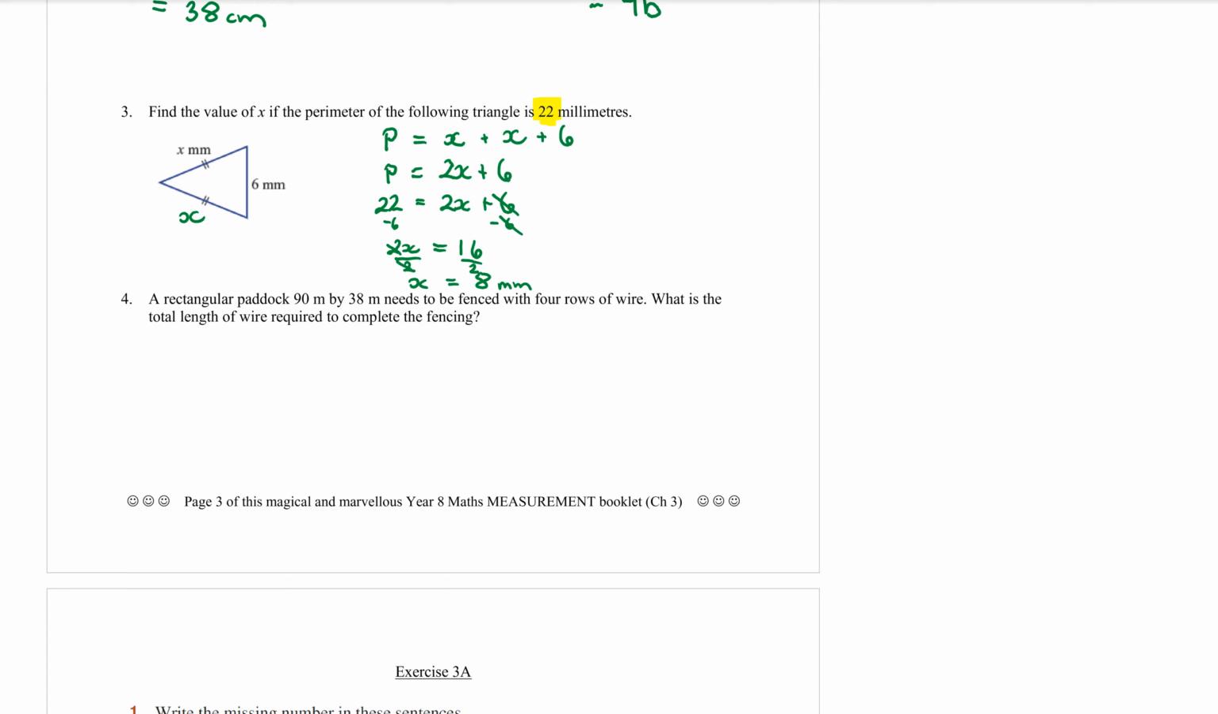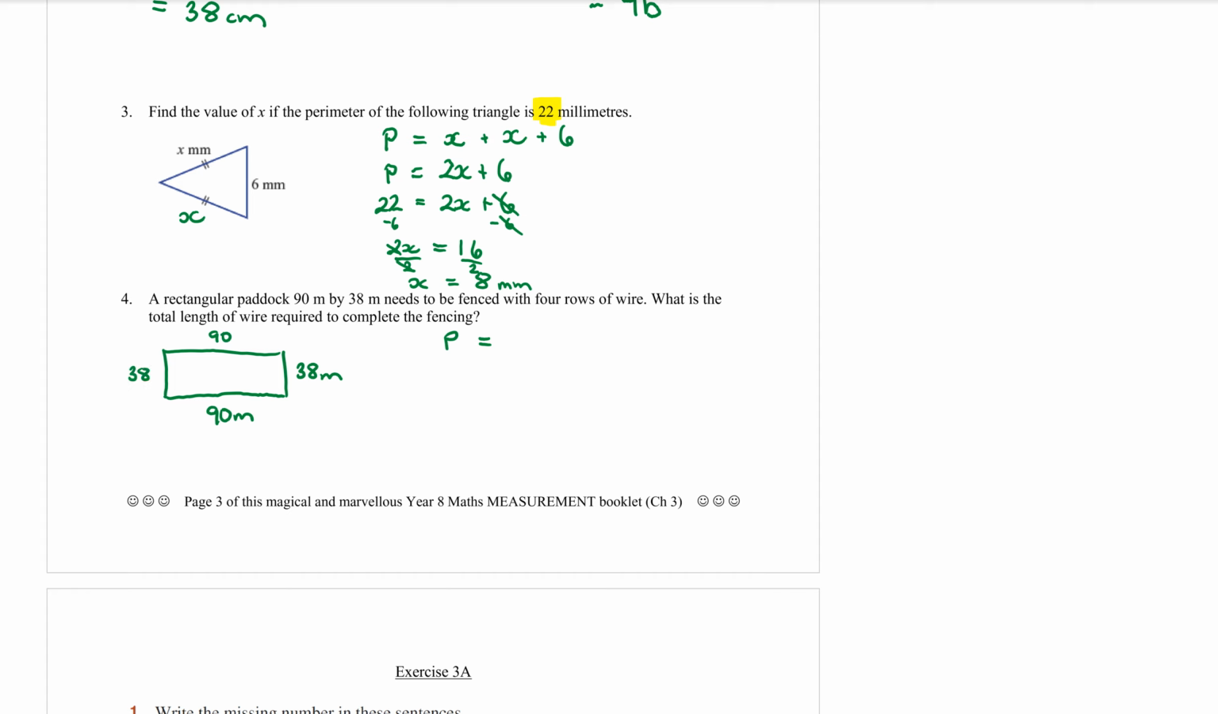Question 4. A rectangular paddock 90 meters by 38 meters needs to be fenced with 4 rows of wire. What is the total length of wire required to complete the fencing? So we have a rectangular paddock that is 90 meters long and 38 meters wide. So we're trying to fence this paddock, so I need to know the perimeter. So the perimeter, because it's a rectangle, the 90 on this side is going to be 90 across here as well. 38 on this side will be 38 across here.